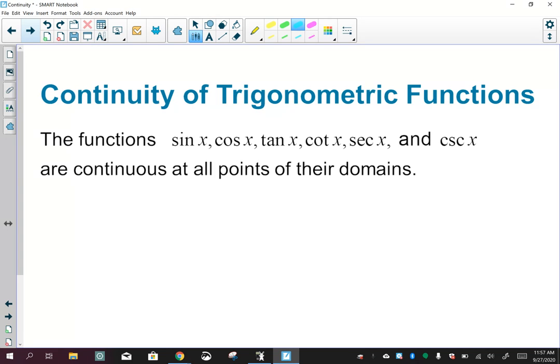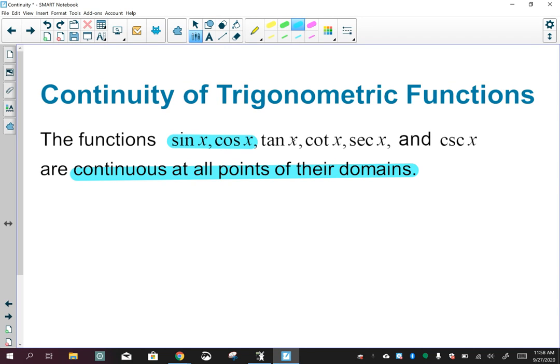Continuity over trig functions. So here's the key. All trig functions are continuous at all points in their domain. So if you have a function and it has a domain, everywhere that you're not restricted, then you are able to be continuous at all the points that are in there. So the good news is you have sine and cosine of x. You're always going to be continuous 100% of the time at sine and cosine of x.